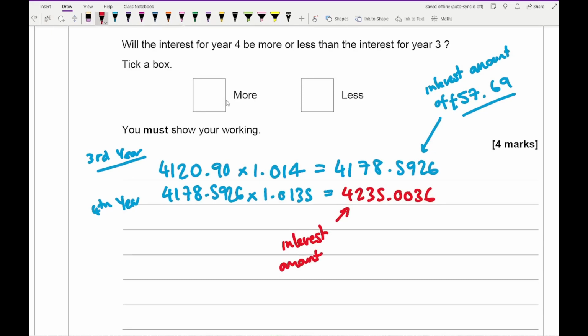in which I'm taking away this number from what it was at the start of year 4. So minus 4178.5926, and that gives me an interest amount of £56.41. So here we can see that will the interest in year 4 be more or less than the interest in year 3? It's going to be less.